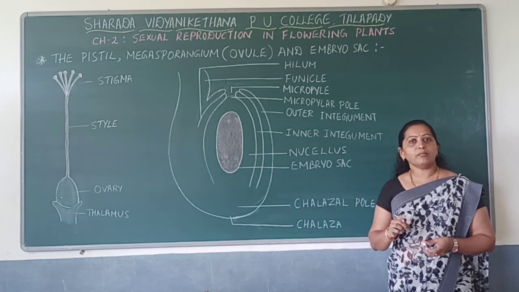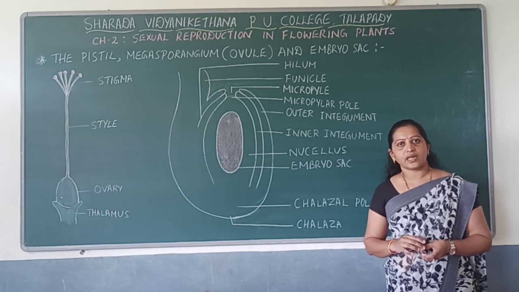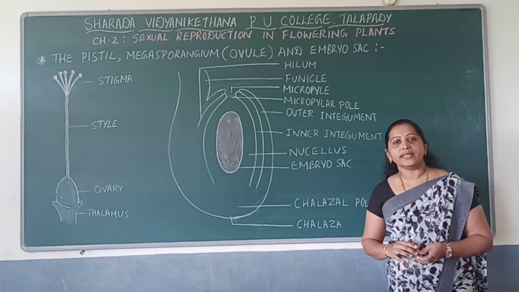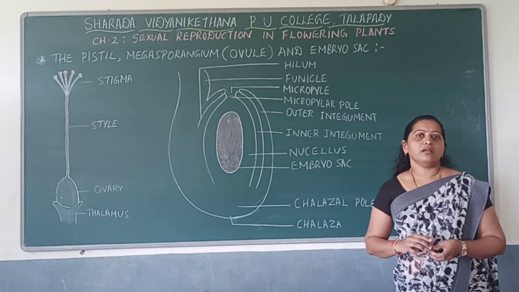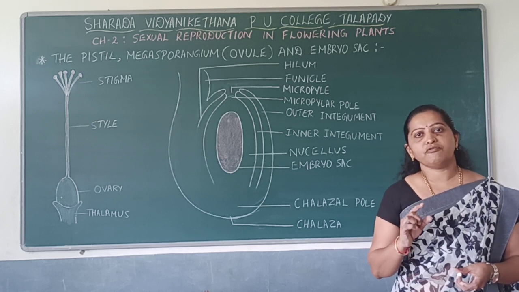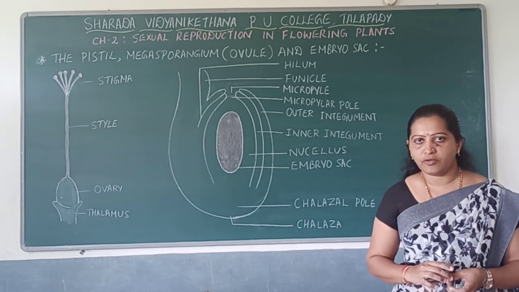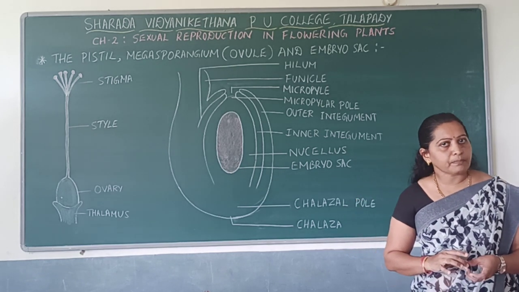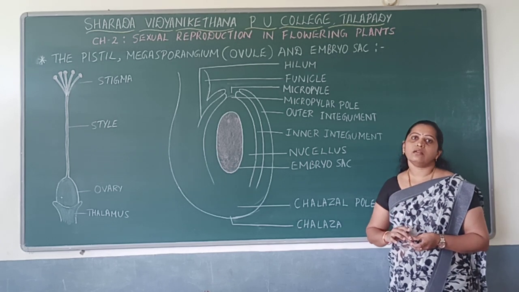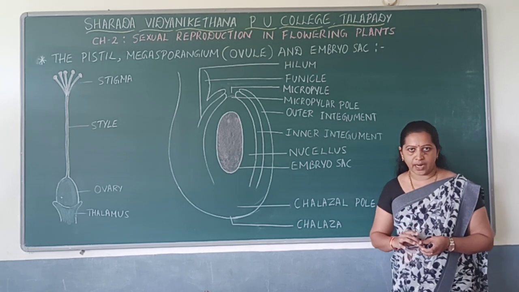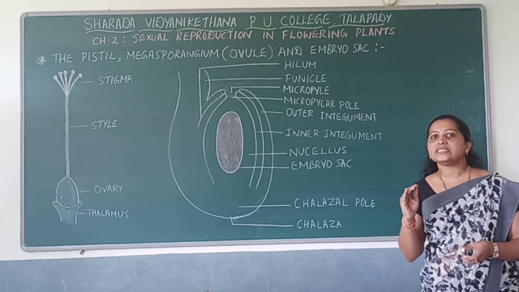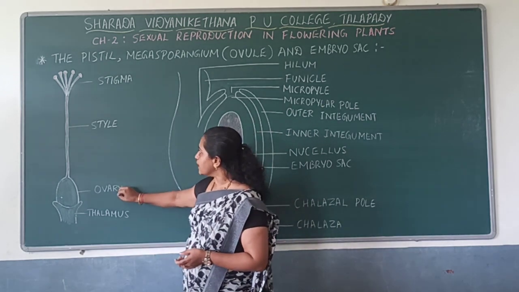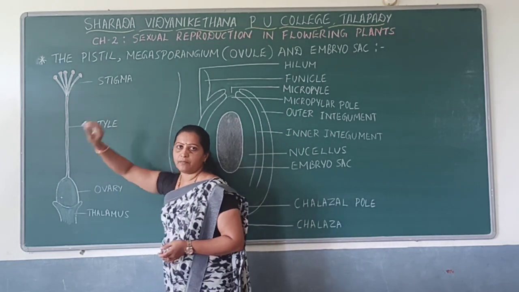So based on the number of carpels present in its gynoecium, a flower may be considered monocarpellary or multicarpellary. Carpel or pistil is the female reproductive organ of a flower. Gynoecium is a whorl, whereas each gynoecium consists of carpel or pistil. So pistil represents the female reproductive part, and each pistil has three distinct parts. They are ovary, style and stigma.